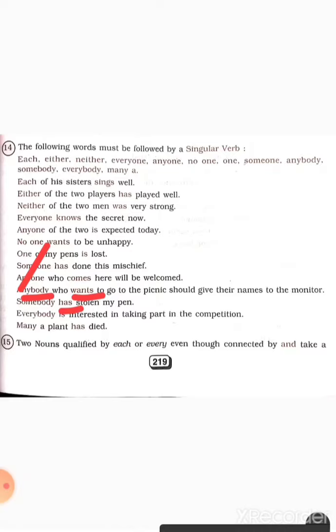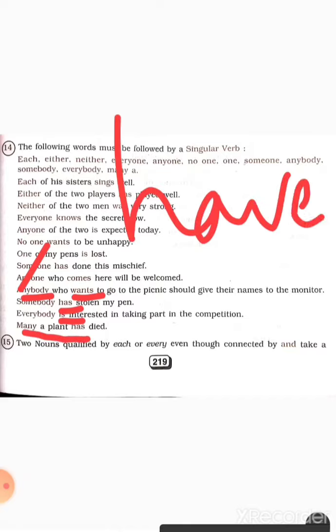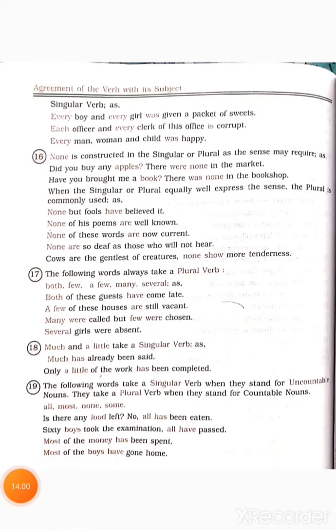Next, everybody is interested in taking part in the competition. So everybody is. Many a plant has died. Many a plant have died is wrong. So has died.